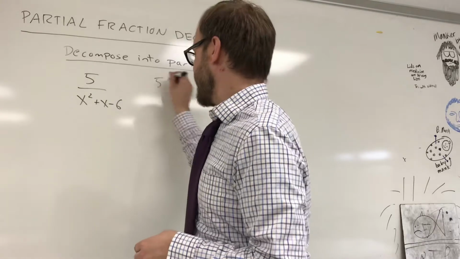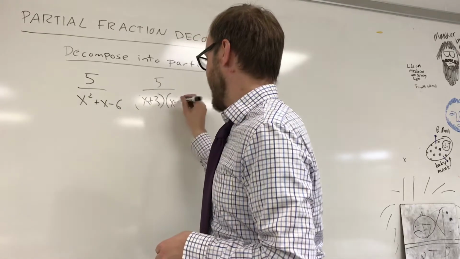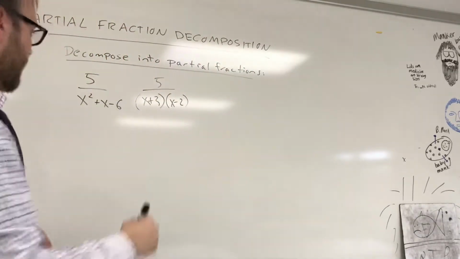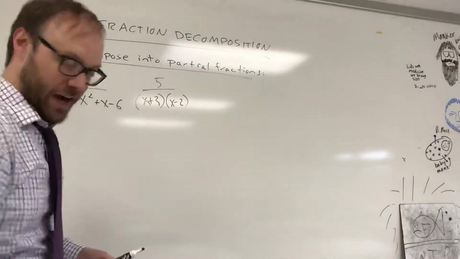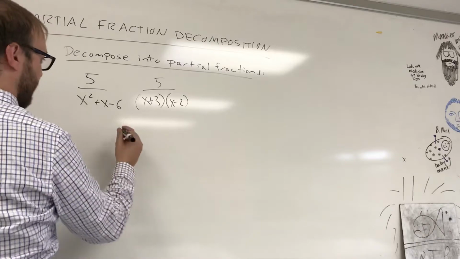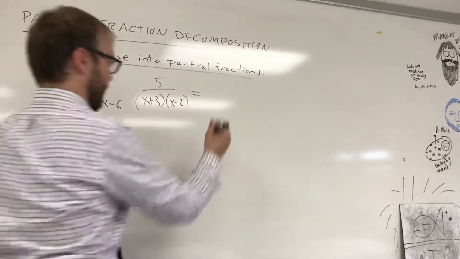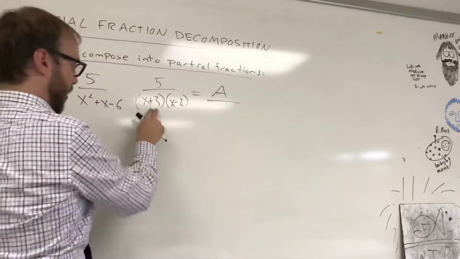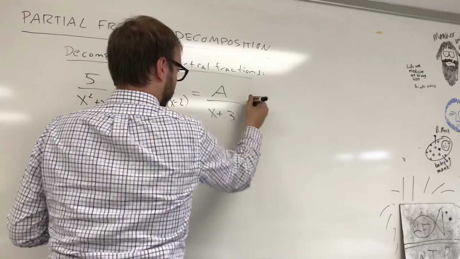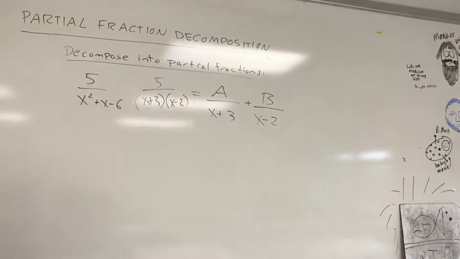In this particular case, you're going to have 5 over the quantity x plus 3 times the quantity x minus 2, and then you should be able to go from there. So I'm going to use this moving forward. All right, so what do I have here? Basically this should break down as something over one of the terms plus something over the second denominator term.